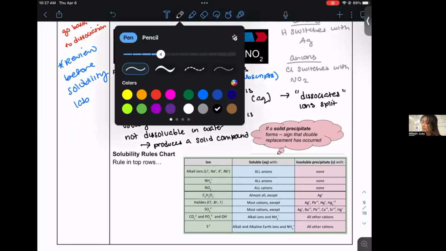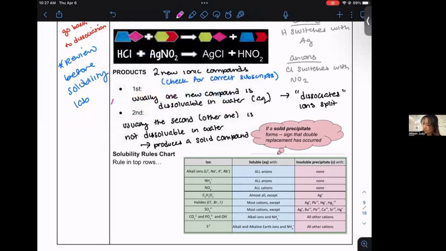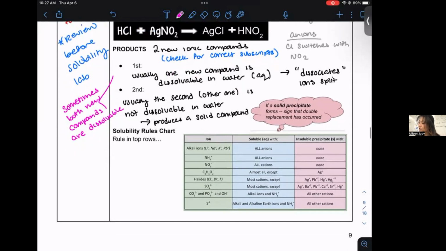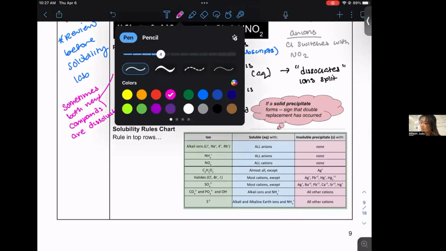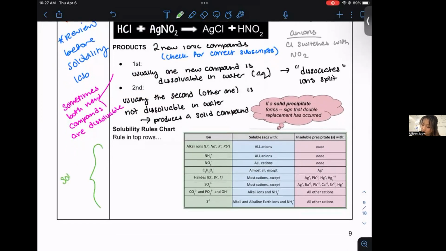Now, I should mention that sometimes both new compounds are dissolvable. Sometimes nobody gets to be a solid. You switch partners for everybody to split up again no matter what. But there is this really special table known as the solubility rules chart. I'm not going to go over it yet until we hit the solubility lab, which is next week.